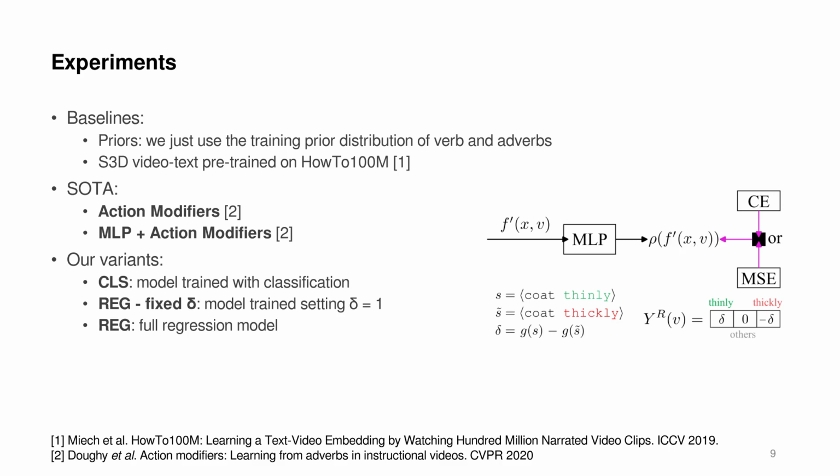Finally, we compare three variants of our method. CLS, where we train the model with classification without any text proxy similarities. The reg fixed delta variant, where we use regression but fix delta to 1, so we discard any textual context. Finally, reg, which is the regression model where we use delta as defined earlier.